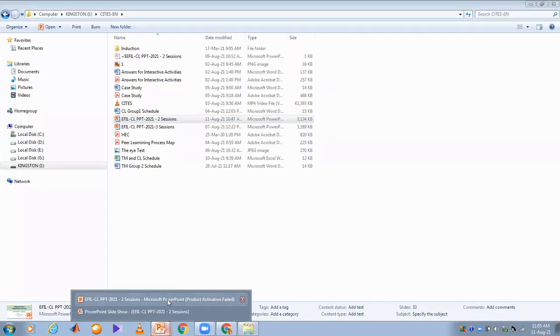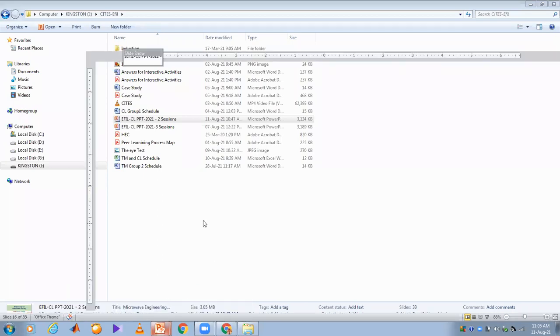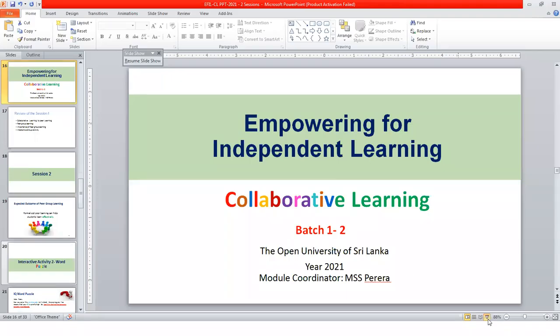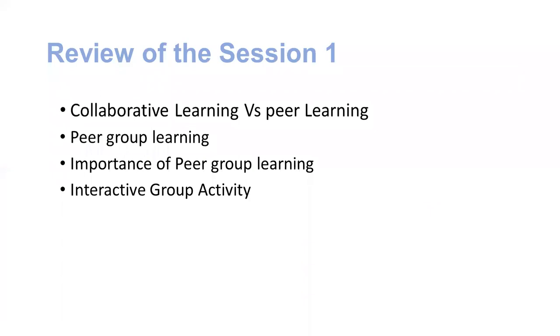So let me start again. We were at the collaborative learning topic. Under the first session, we discussed collaborative learning versus peer learning, the difference between these two terms, the peer group learning process and the importance of peer group learning. And we also did an interactive group activity. Today also we have different kinds of activities to be done.